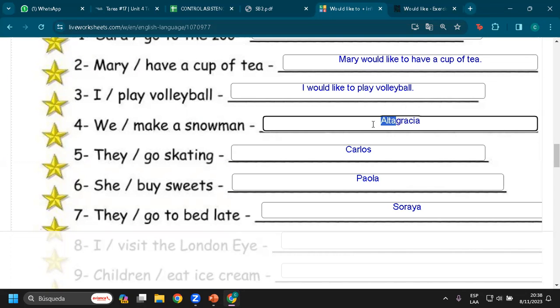We would like to make a snowman. Okay. We would like to make a snowman. Lo mismo, everybody. No importa cuál sea el sujeto, siempre podemos usar la contraction. En este caso diríamos, we'd like to make a snowman. ¿Qué significa snowman? Hombre de nieve. Yes. Hombre de nieve en este caso. Exactly. Okay, Carlos, go ahead.